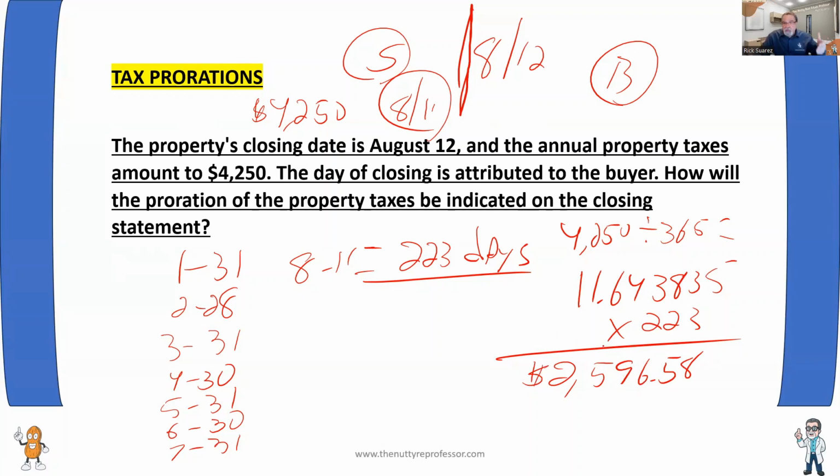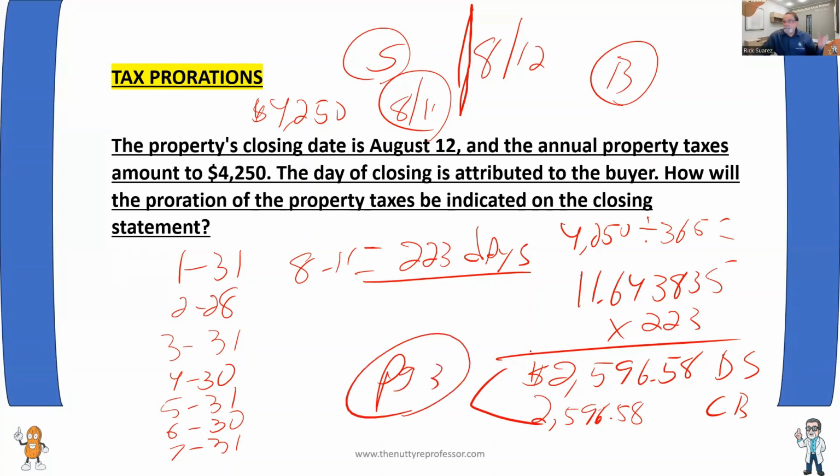Now the question is, what do we debit? What do we credit? Well, obviously you're going to debit the seller and you're going to credit the buyer the same amount. Right? The same amount. What page? Well, it's a proration. We know that all prorations are page 3. That's it. Let me show it to you clean so you can understand it better.